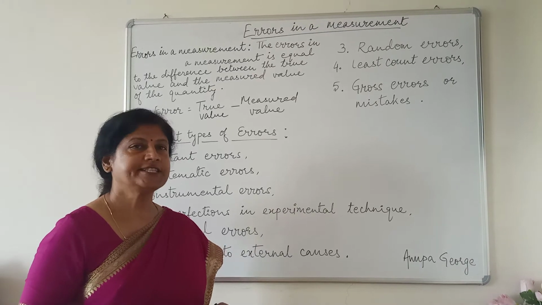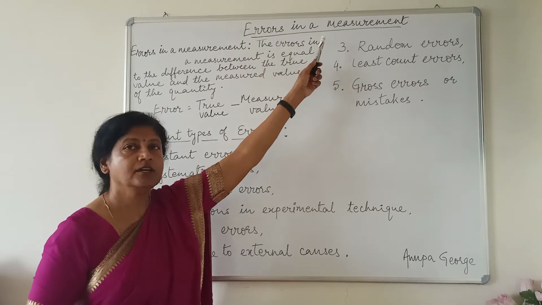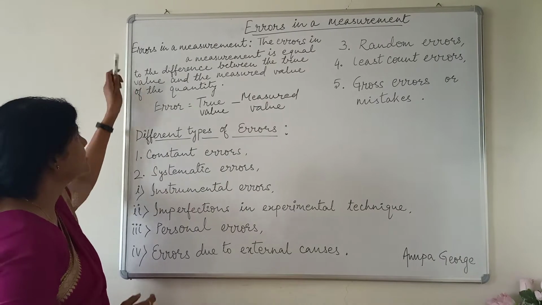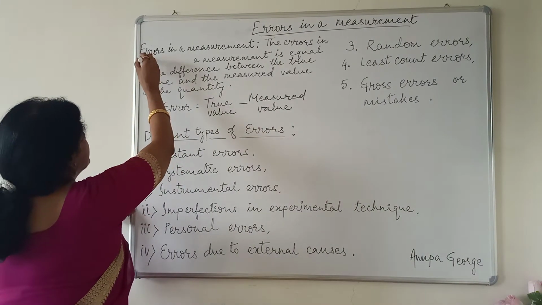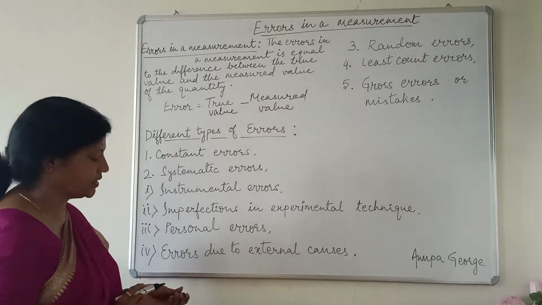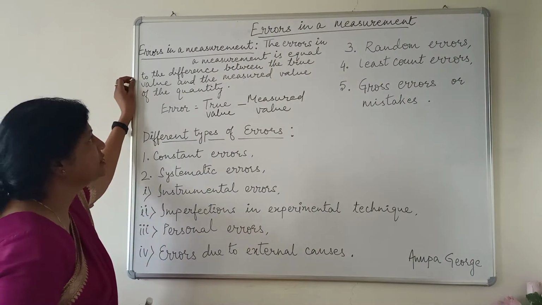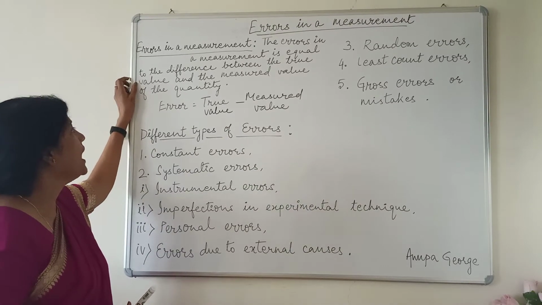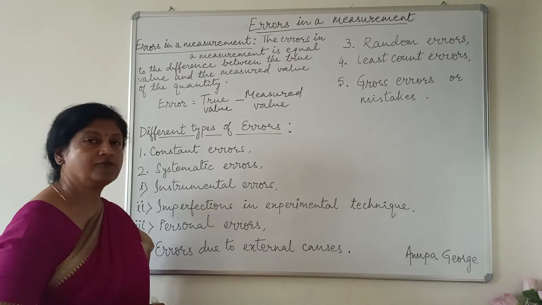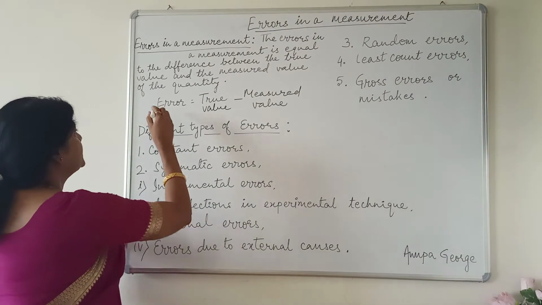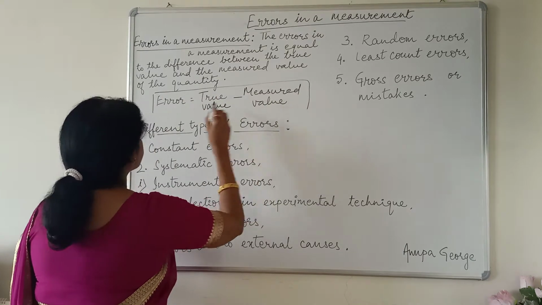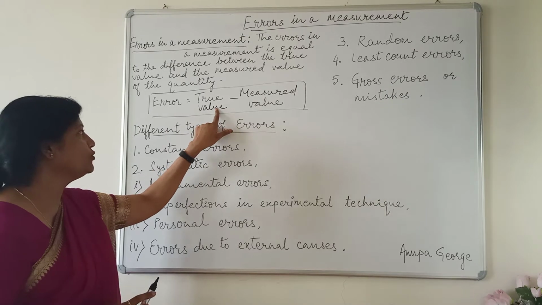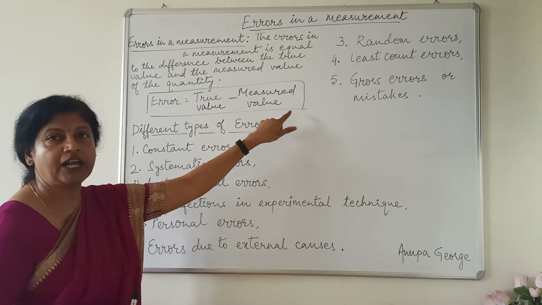Students, now we study errors in a measurement. How to define it? The error in a measurement is equal to the difference between the true value and the measured value of the quantity. Mathematically, we can write: error is equal to true value minus measured value.